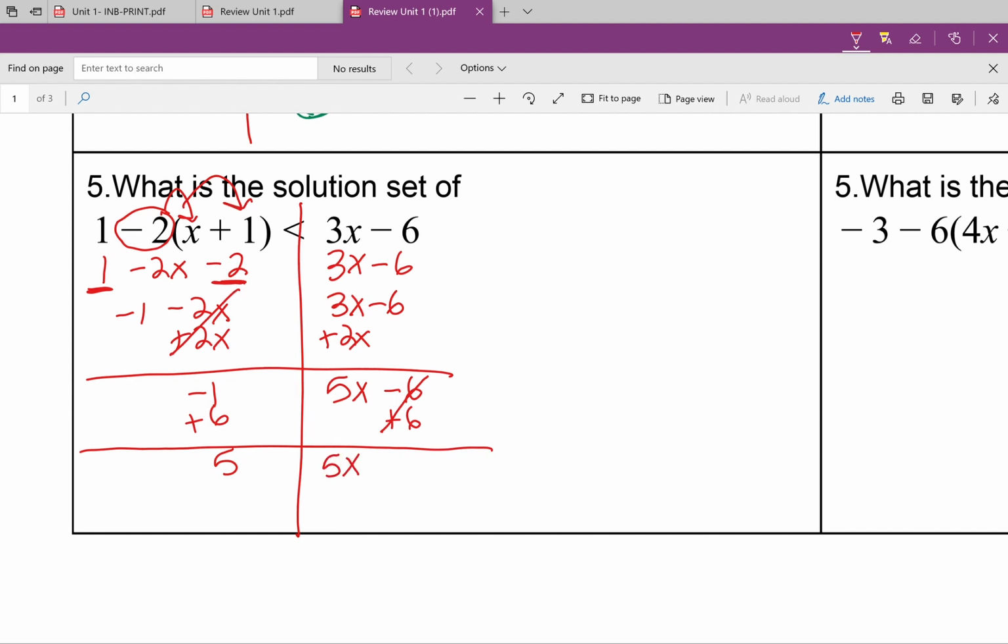My last step to get x by itself is divide by 5. Notice again that I am dividing by a positive number. Since I'm dividing by a positive number, my sign does not change. So I'm left with 1 is less than x. That's my answer. Okay, so that was problems 1 through 5. So let's take a look at number 6.